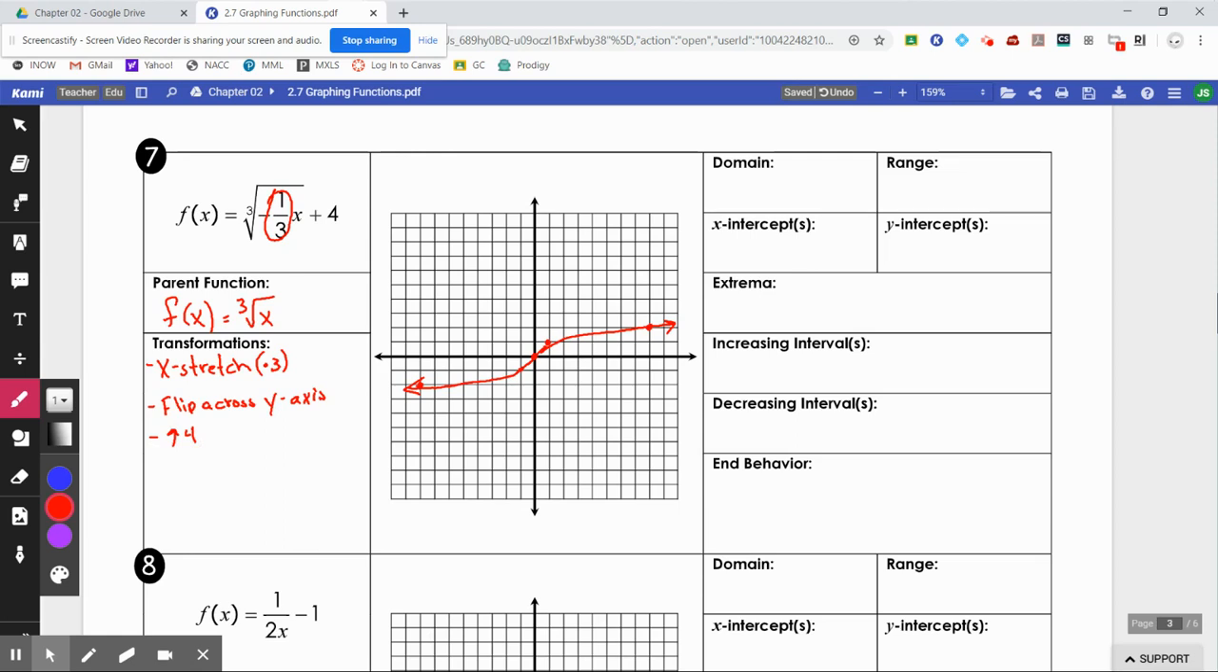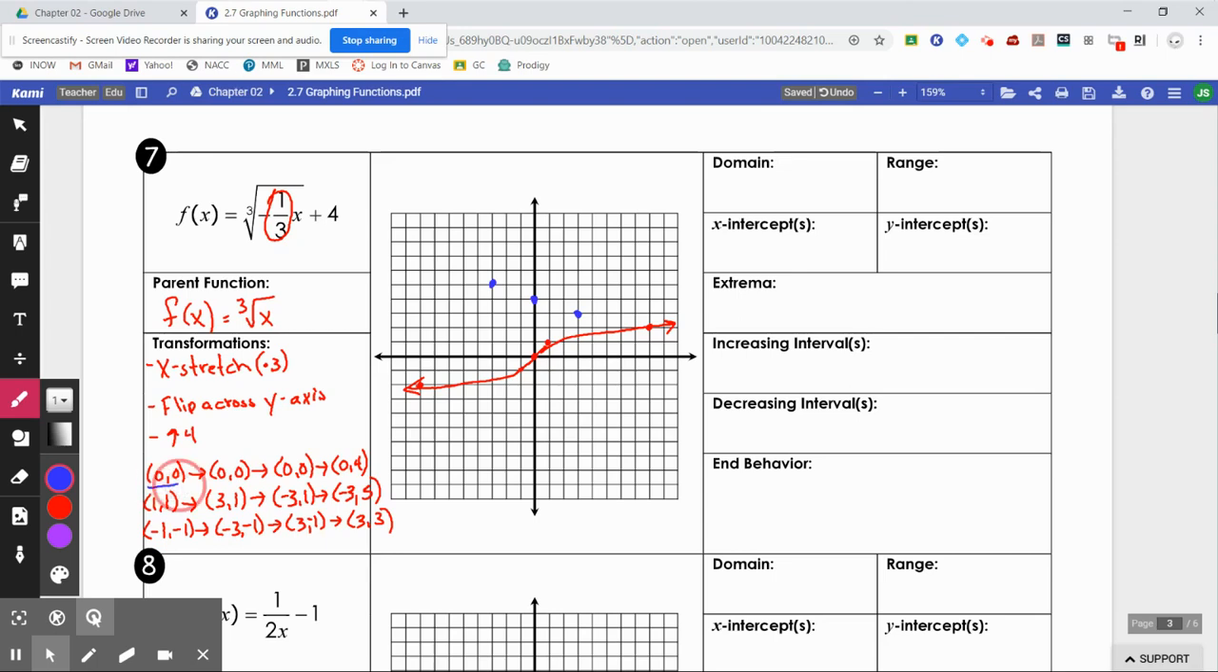Now let's take a couple of points from this graph, and I'm going to do the work for you. Let's transform them. Here's the transformation. (0, 0) turned into (0, 4). (1, 1) turned into (-3, 5). (-1, -1) turned into (3, 3). And I've plotted those 3 points, and here's what your new graph will look like.